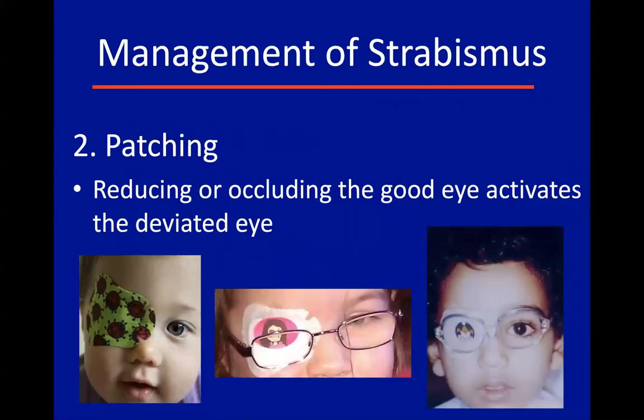Your second management is patching. Why do we patch? Remember when I showed you that nice photo of the eyes looking straight ahead? So if you have one eye that's actually turned in, what's the brain going to do? The brain is going to focus on the good eye and ignore the bad eye.